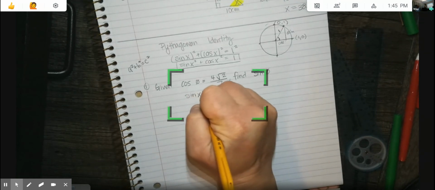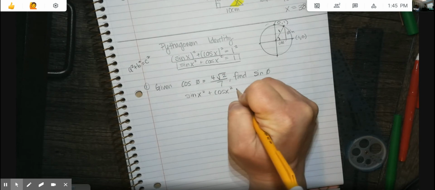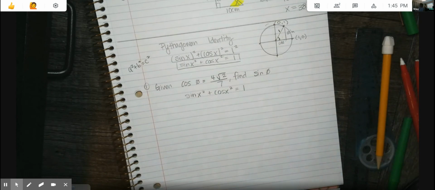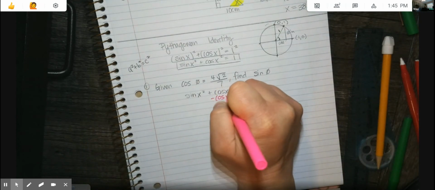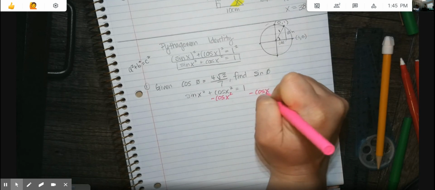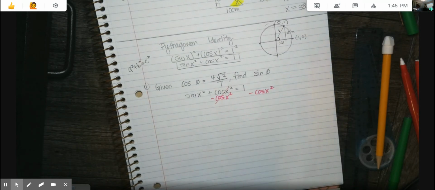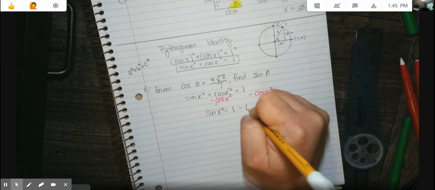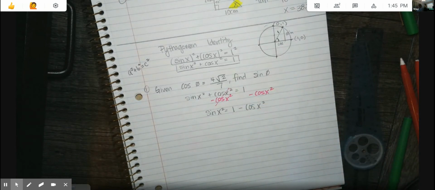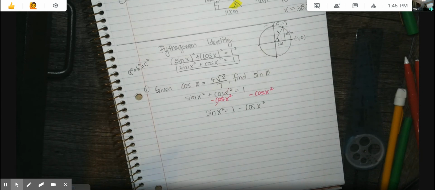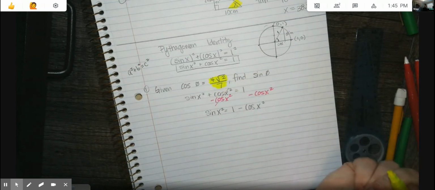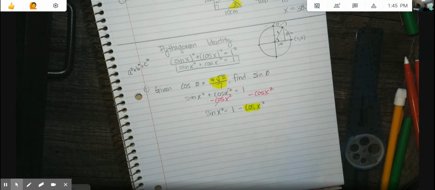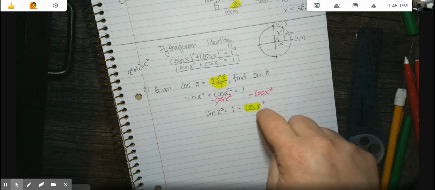I'm going to take sine of x squared plus cosine of x squared is equal to 1. I'm trying to find sine of x squared. So you need to subtract cosine of x squared from both sides. These two cancel out, and then I'm left with just the sine of x squared is equal to 1 minus cosine x squared. Now, we just said that cosine of x is equal to 4 root 2 divided by 7. So I can plug 4 root 2 divided by 7 into what I know about cosine.